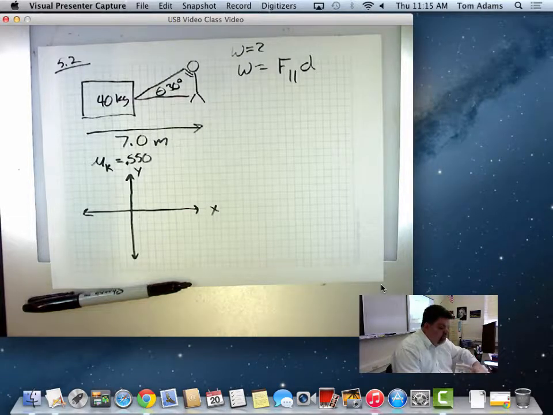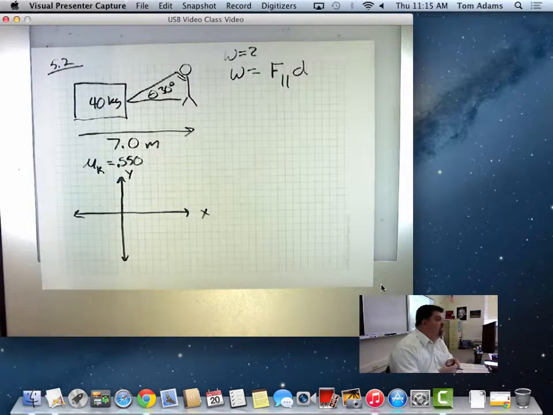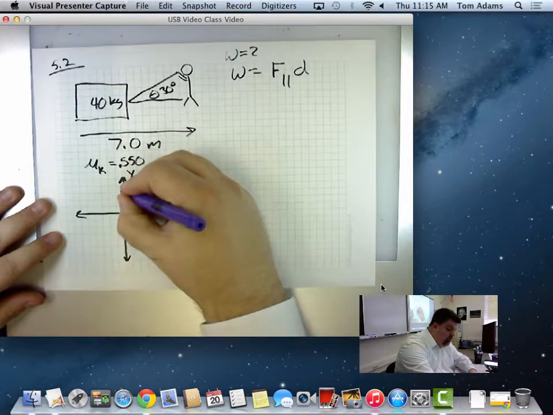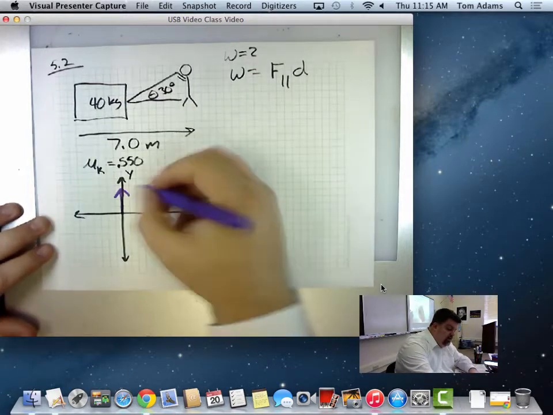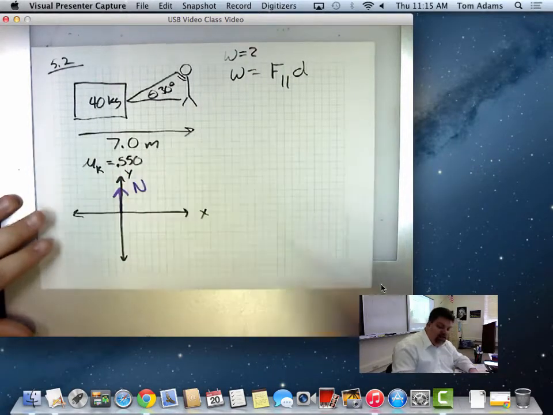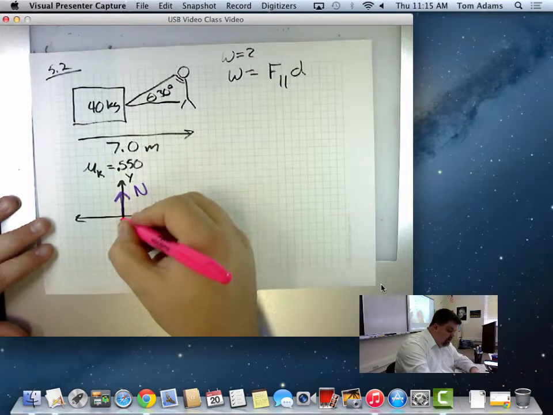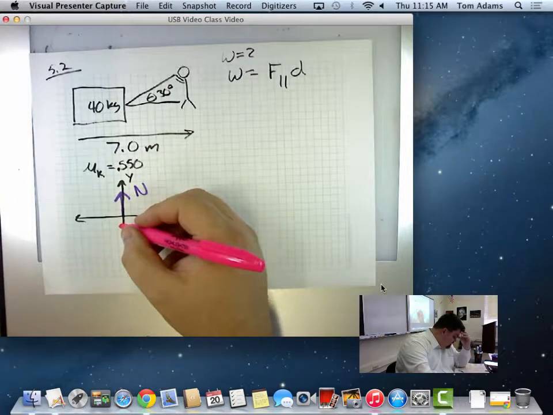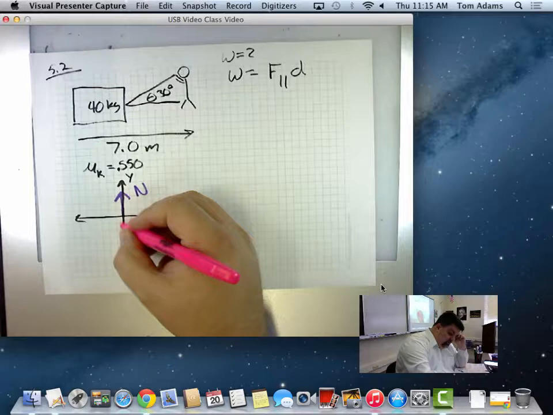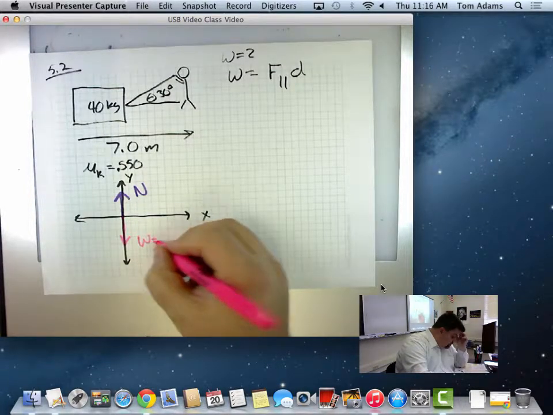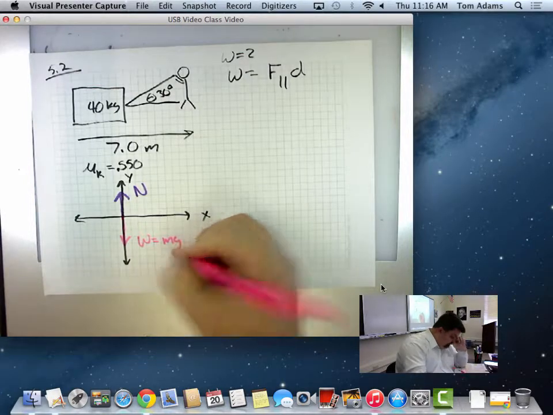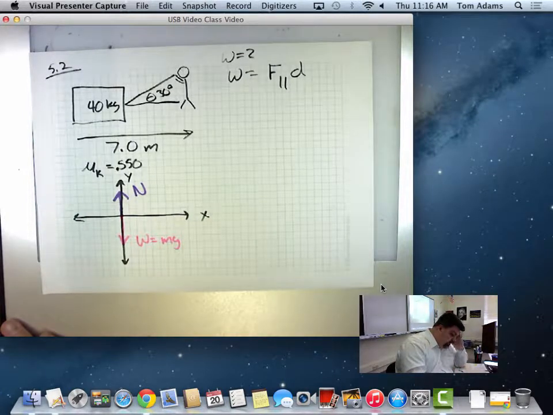So I'm just going to start writing things down. So somebody shout out a force that's acting on this. The normal force. Okay, so the normal force goes up. So the normal force is that way. There's a force due to gravity, which is usually down. Right, so that would be the weight of the object, which is equal to mg in the down direction.